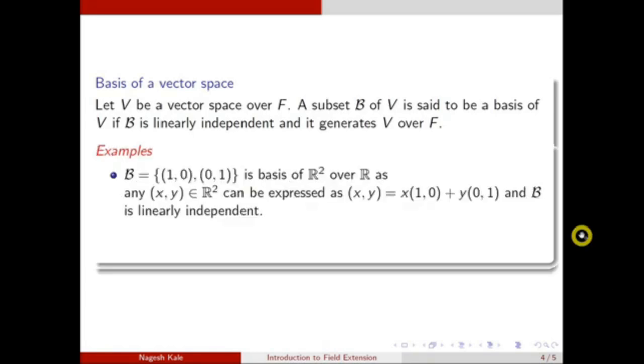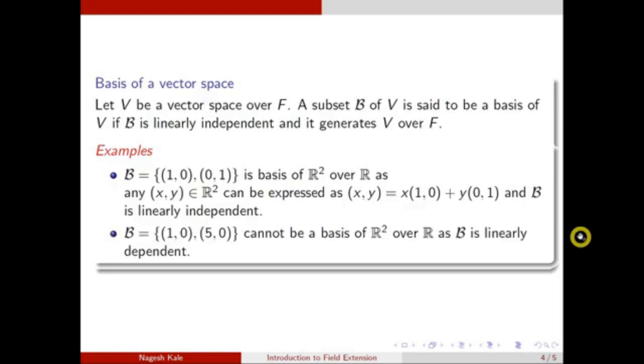Let me clear my idea by using some examples. Here I have taken a set R square, that is the set of ordered pairs, and I have taken the field as real numbers itself. So I can say that this particular subset B, that is equal to {(1,0), (0,1)}, is a basis of that vector space R square over R, because first of all that set is linearly independent, because you cannot express (1,0) as a linear combination of (0,1), or you cannot express (0,1) as a linear combination of (1,0). So they are linearly independent. And secondly, any element from the vector space can be written as a linear combination of these two elements.